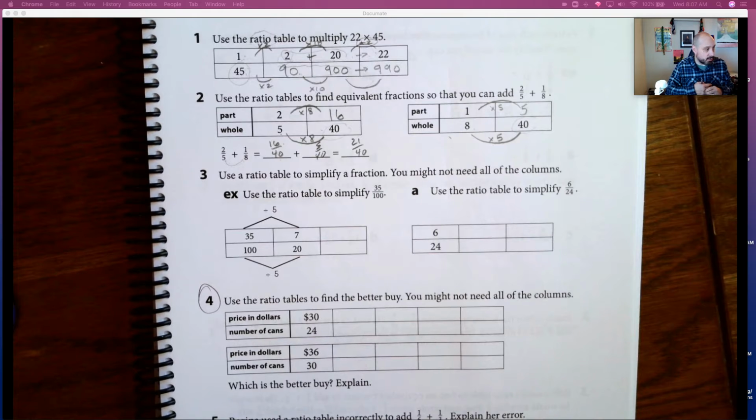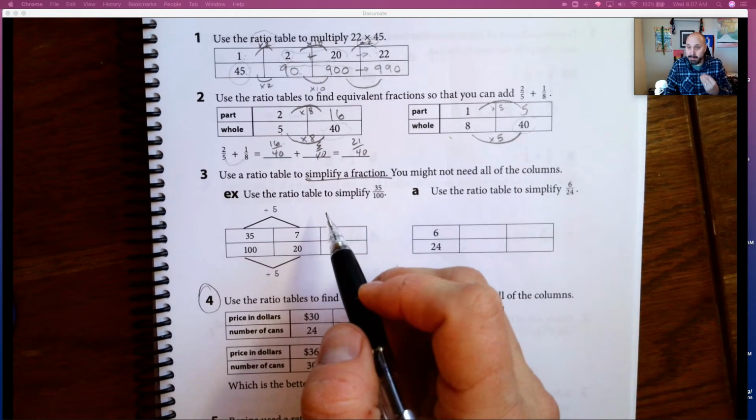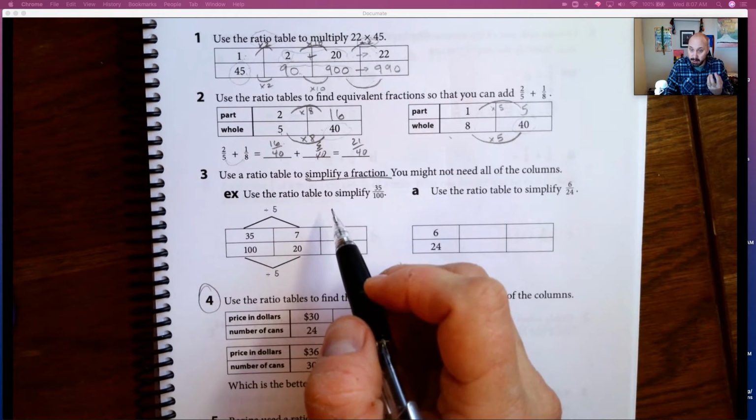All right, so 21/40. Number 3, use a ratio table to simplify a fraction. Whenever we're simplifying, we're dividing or going backwards to make it a smaller fraction.